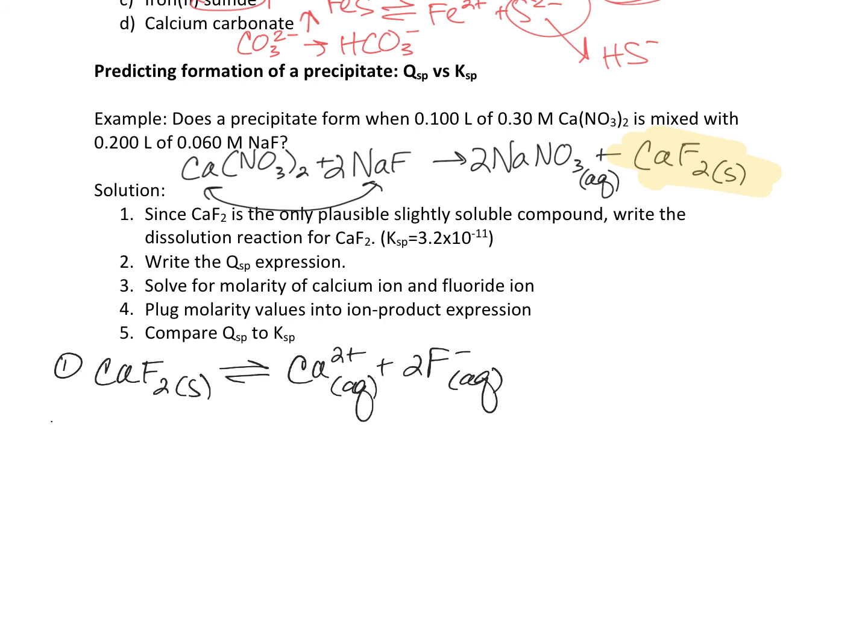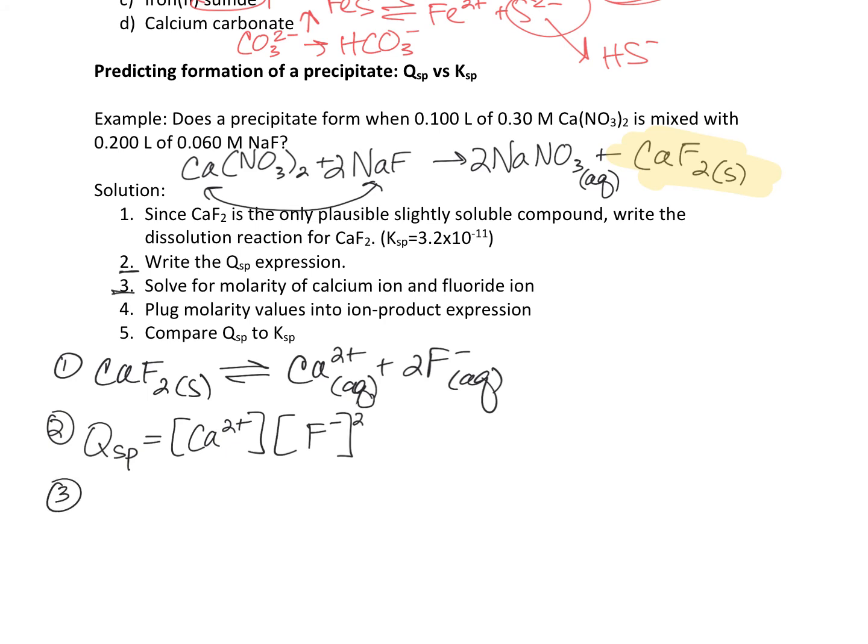Excellent. Then I want to write, as step 2 says, the Ksp expression. So Ksp is equal to calcium times fluoride squared. Let me erase this so it does not get confusing. These are not going to be at saturation when you're actually just analyzing the Ksp. All right, and next, step 3 is solve for molarity of calcium ion and fluoride ion.